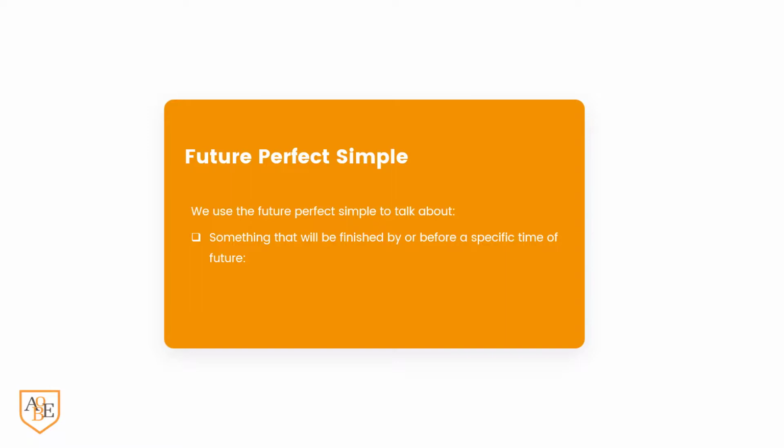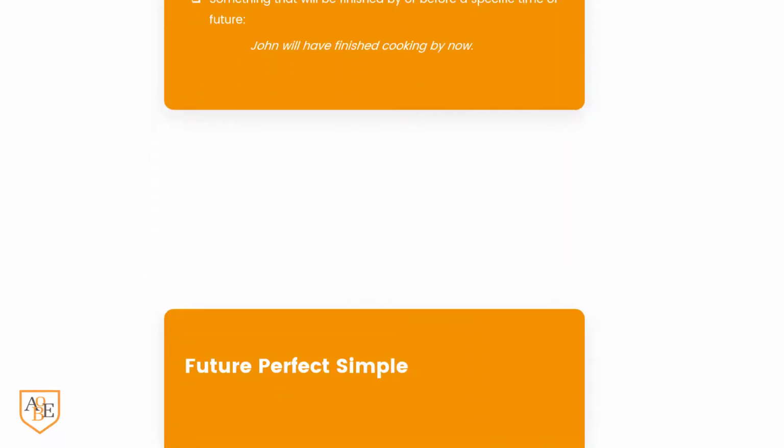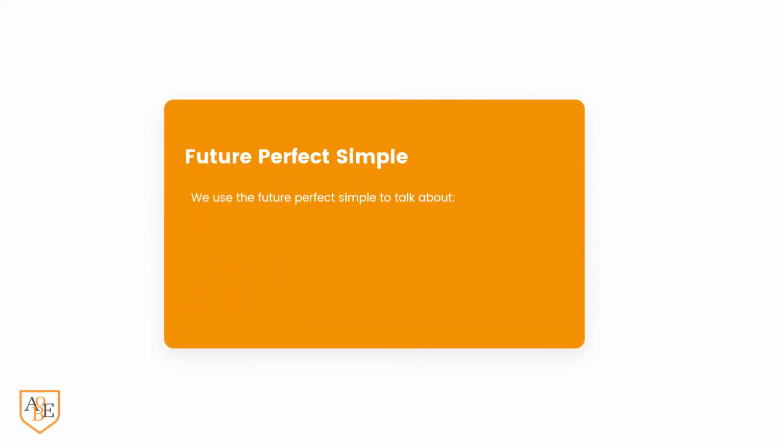Okay, so let me give you another example. John will have finished cooking by now. We're certain that John will have finished the cooking because we're making this prediction about an action that will have finished in the future. Okay, another one is we can also use it to talk about the length of time that an action will have lasted for at a point of time in the future.